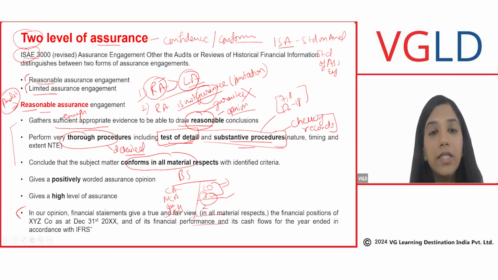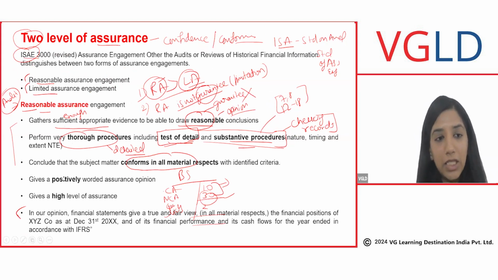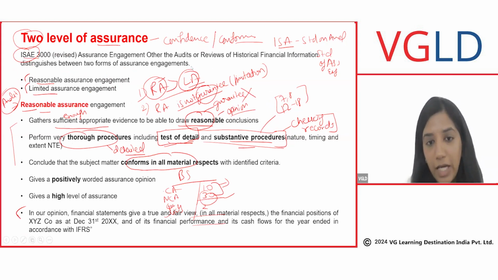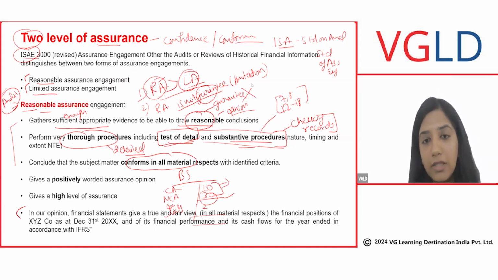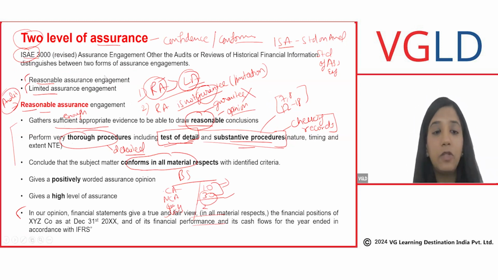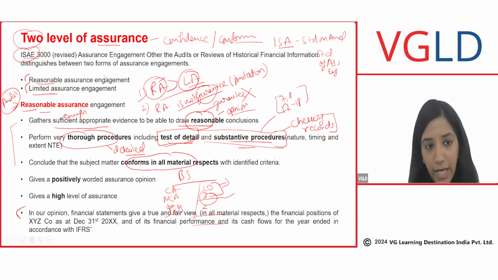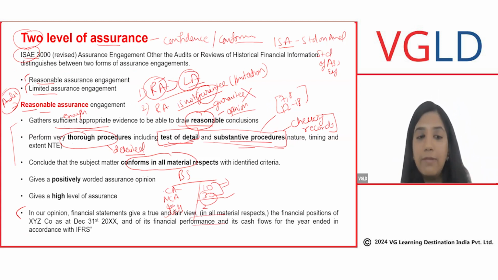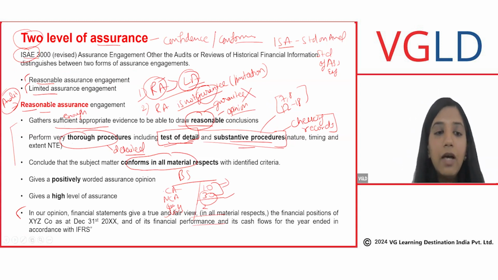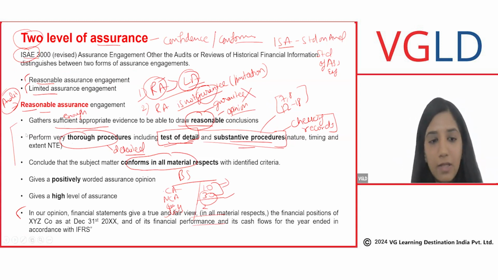Now, here are two levels of assurance. One, ISAE 3000 revised, assurance engagements other than audits or reviews of historical financial information, distinguishes between two forms of assurance engagement. One is your reasonable assurance and the other is your limited assurance, right? So these are the two types of assurance engagements that you will always come across in your career. First, let's just study what a reasonable assurance engagement looks like.